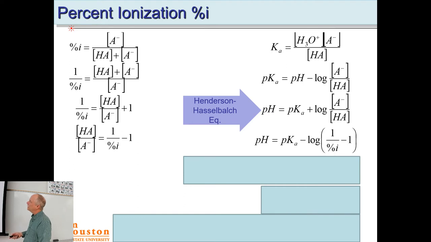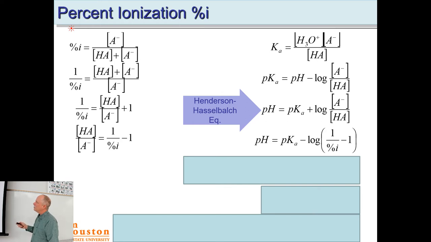And so let's put in our equation. Now notice this is A on top and HA on bottom, and over here we have A on bottom and HA on top. And so we're just going to change that plus sign to a minus sign, and then it makes it all good. Okay? You can prove that to yourself in your homework notes.